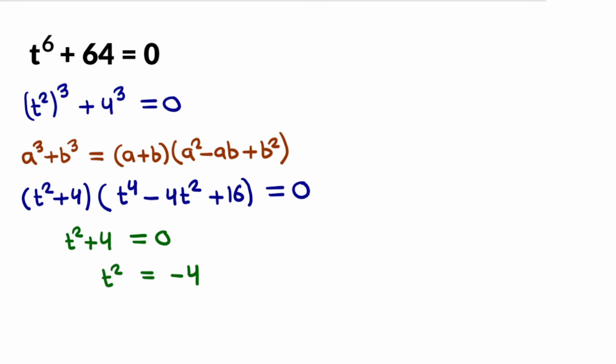In the real number system, no number squared can be negative. But we're working with complex numbers now, and we know that the imaginary unit i satisfies i squared equals negative 1. So taking the square root, t equals plus or minus 2i. That's our first two solutions.